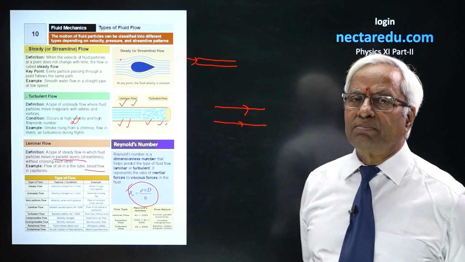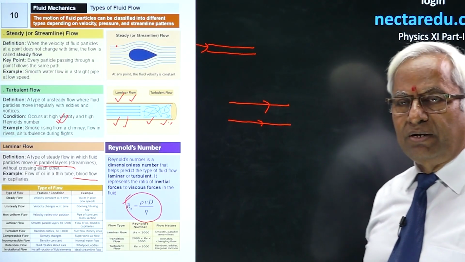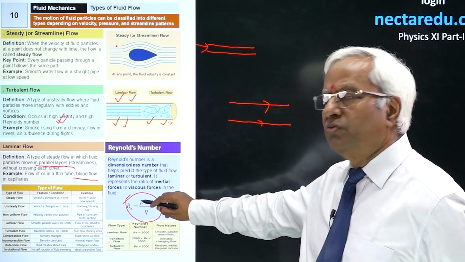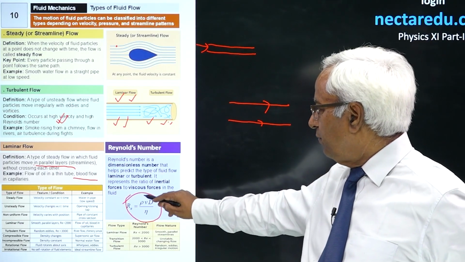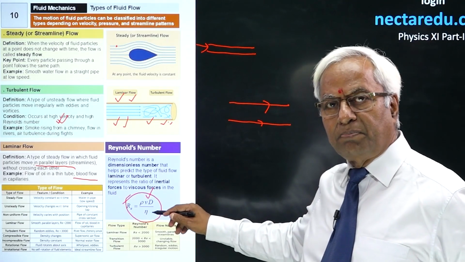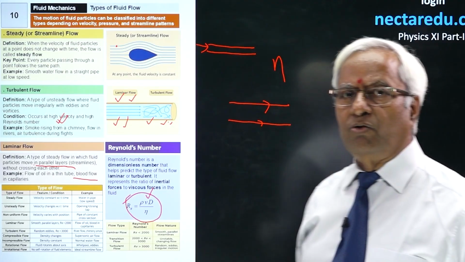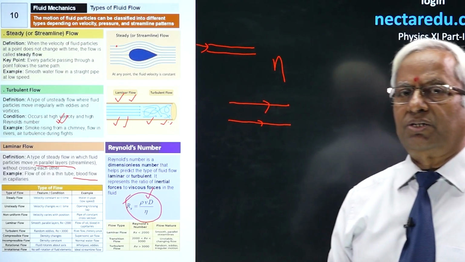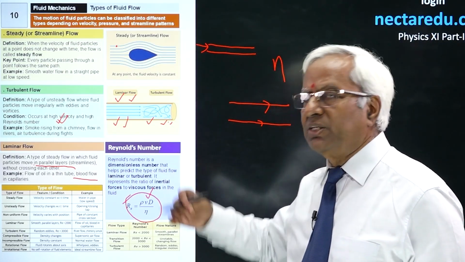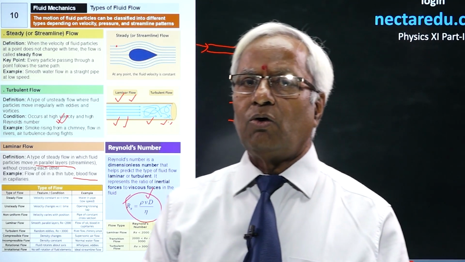Rho is the density of the flowing fluid, the fluid in motion, and this is true for liquids and gases both. V is the velocity of the liquid in flow, d is the diameter of the pipe, and eta, which we shall study later on, is the coefficient of viscosity. By calculating this value, we can tell whether the flow would be streamline or turbulent.